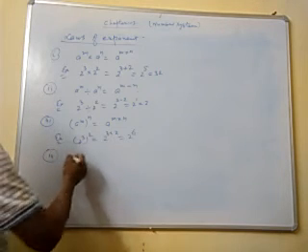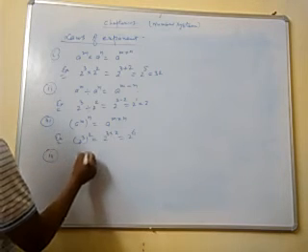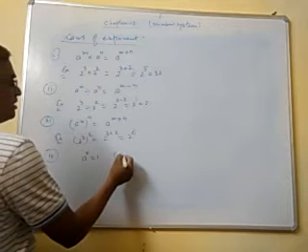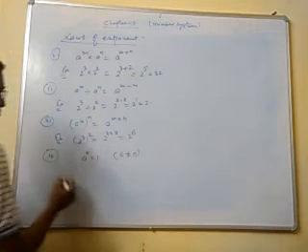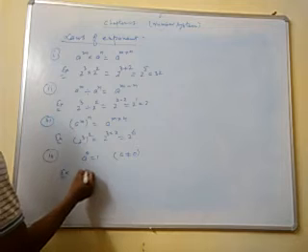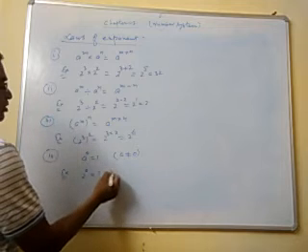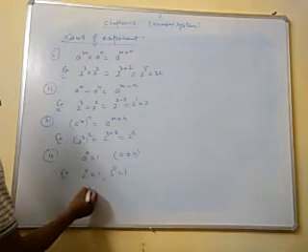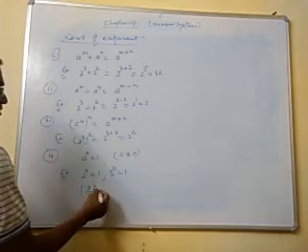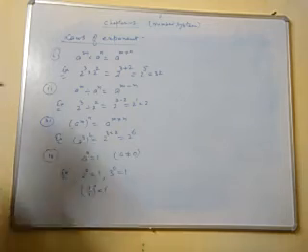Fourth law is a^0 = 1. The condition is that a should not be 0. Example, 2^0, the result is 1. 3^0, again the result is 1. (3/2)^0, the result is 1 as per this law.